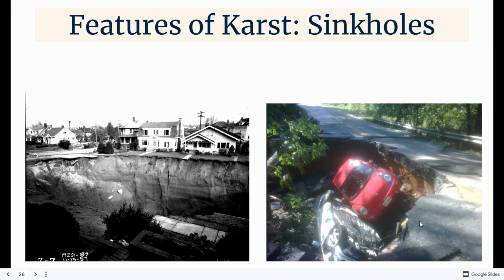All right, so we're going to take a look specifically at some of the features of karsts. There's not a whole lot to write down for this section. It's just kind of interesting to see the pictures and kind of put a visual with what we're talking about. So sinkholes. The sinkholes that we think of are these massive things. You can actually have smaller sinkholes as well.